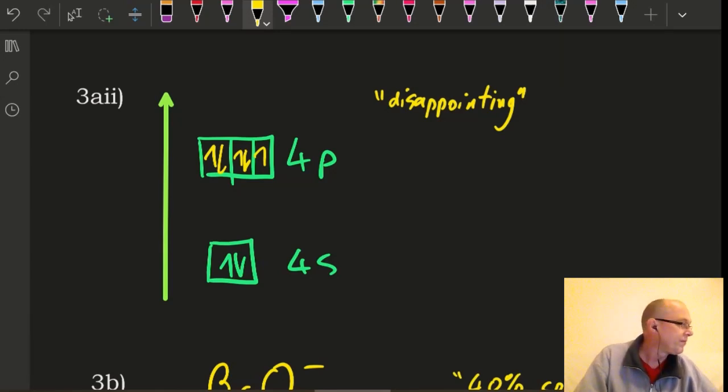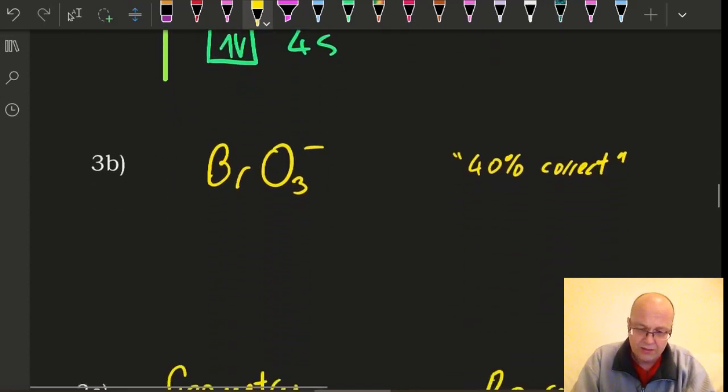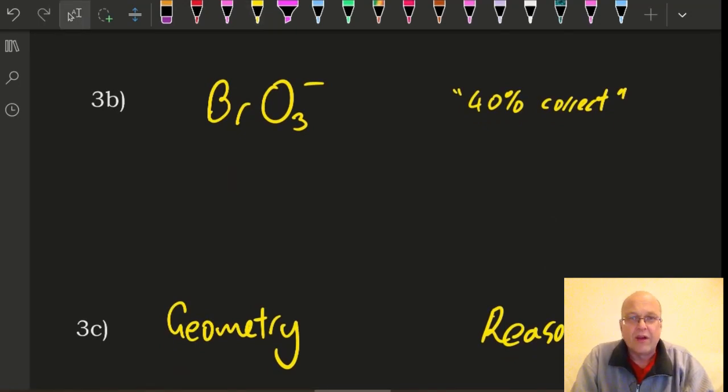Okay, moving on. Draw the Lewis structure for the BrO3- ion. All right. I've got to stop saying "all right", it's annoying me. Sorry about that. I'm saying sorry. Oh, I'm so British.